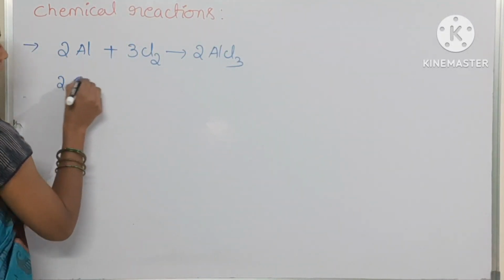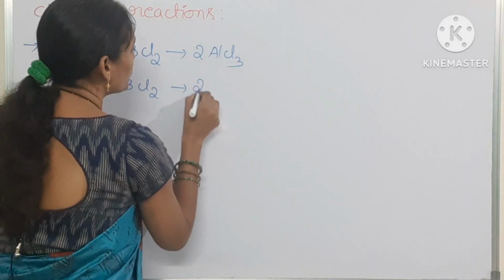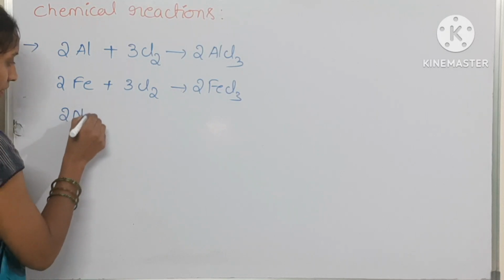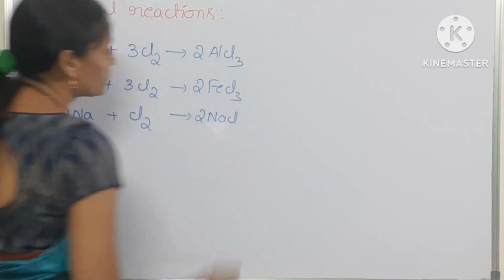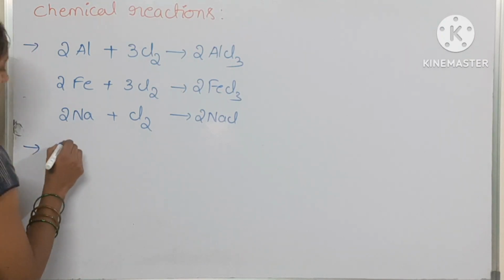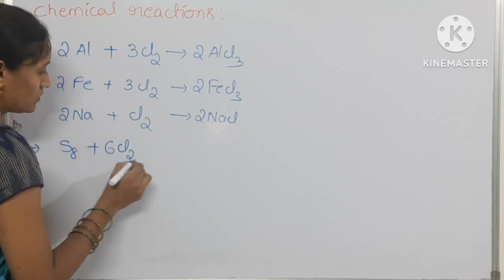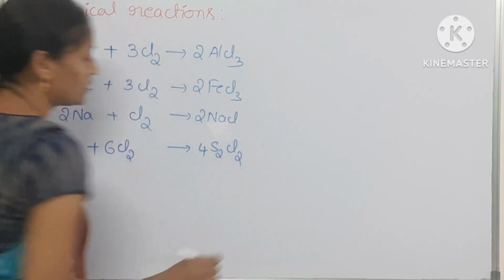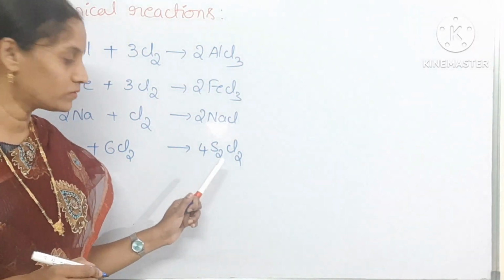In the same way, 2 moles of iron reacts with 3 moles of chlorine gas, you will get 2 moles of FeCl3. Then next one, sodium reacting with chlorine will form sodium chloride. And next one, sulfur in the form of S8 reacting with 6 moles of Cl2, then you will get 4 moles of S2Cl2. This is the dimeric form of sulfur monochloride. We have discussed it already in the oxygen family.